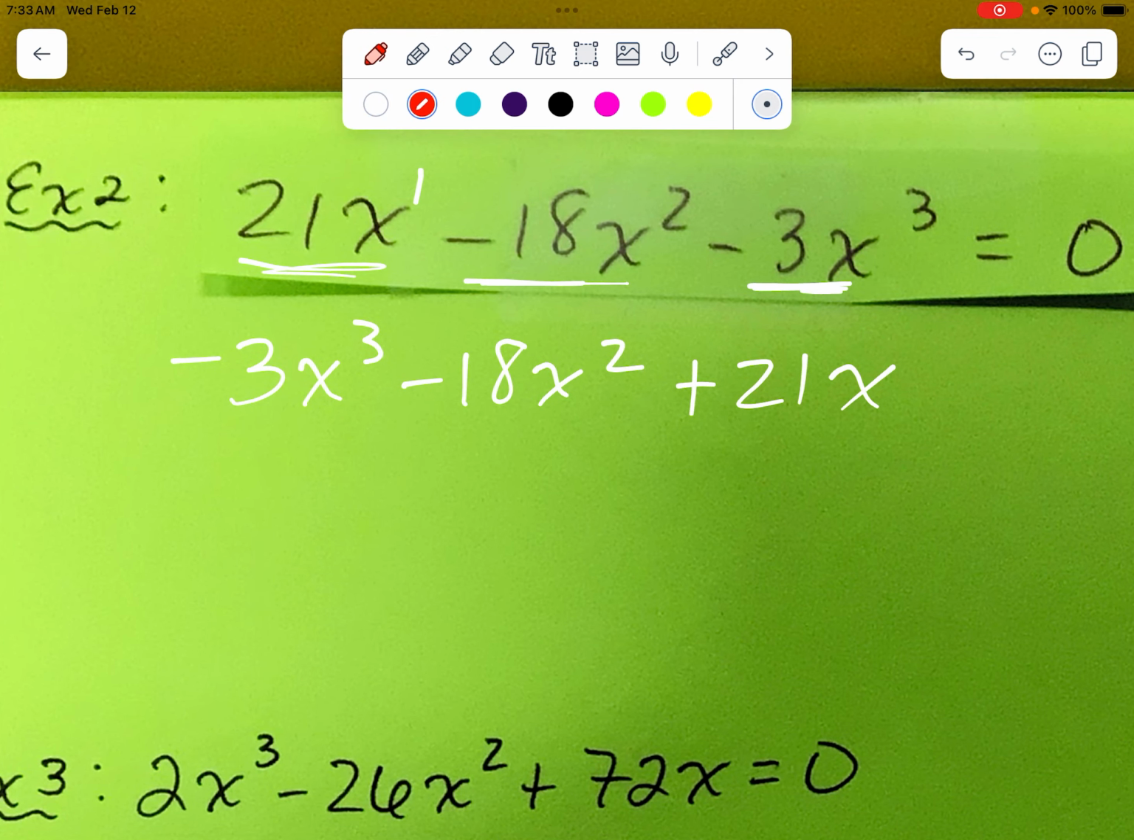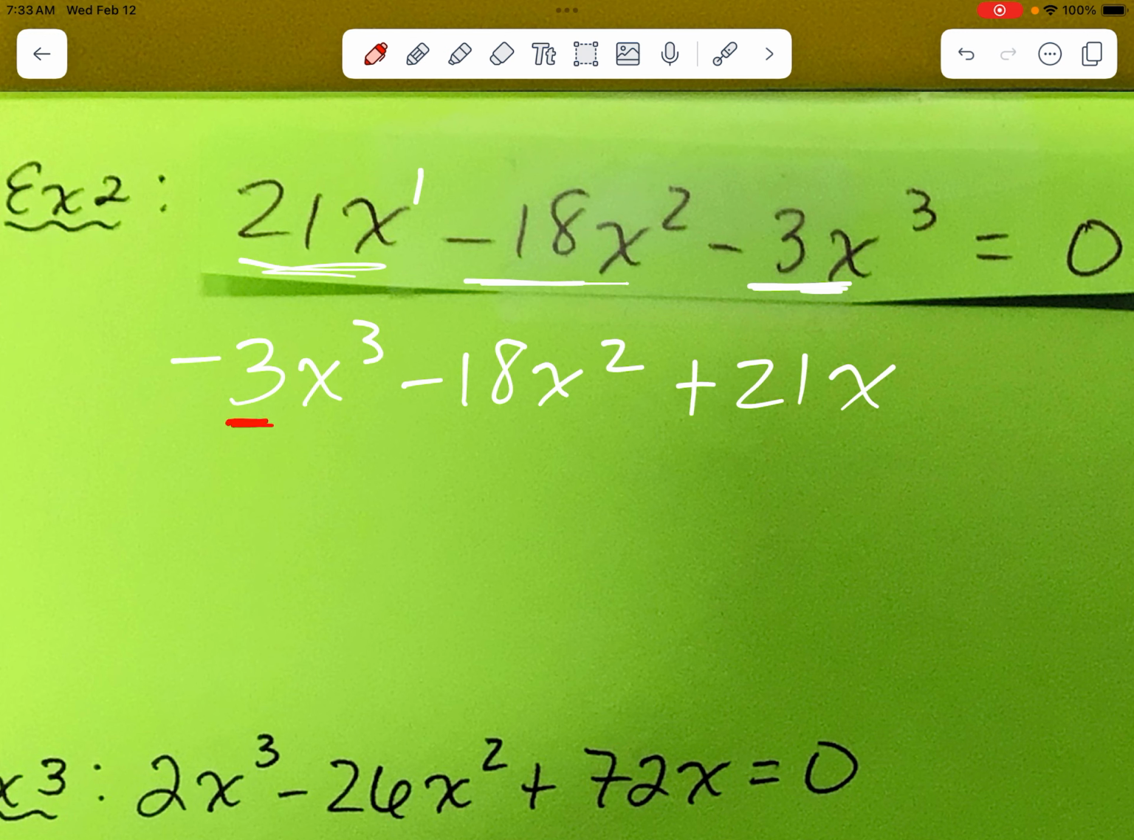So now we want to factor out the largest number that goes into 3, 18, and 21. And we're actually going to factor out a negative 3 because this leading coefficient here is negative. And then we take out the lowest exponent, which is going to be just an x, right? So now we are going to create an open set of parentheses and fill out our multiplication that we need on the inside. Here we go.